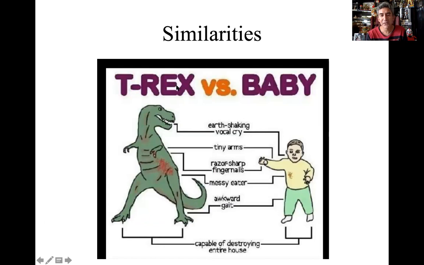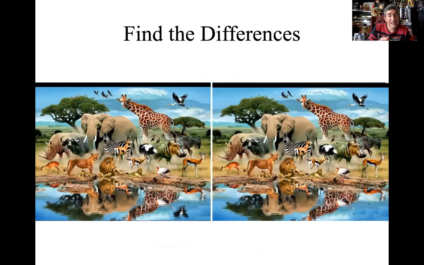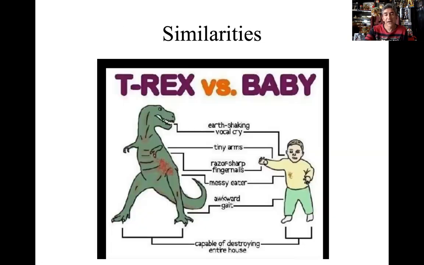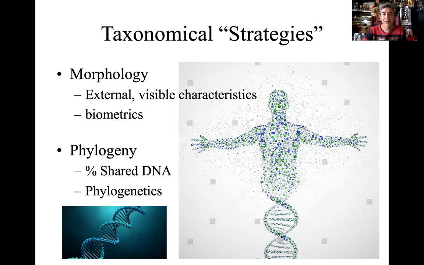So what is the similarity between a T-Rex and a baby? At first, we might not think very easily that there's many similarities, but they both have earth-shaking vocal cries, tiny arms, razor-sharp fingernails, messy eating. They have that awkward gait. So yeah, we're being a little bit facetious here, but we're going to have both skills this semester. You have to find differences in things that don't look very different, and we have to find similarities in things that are very, very different, right? Both of these skills will be important as we progress from morphology into our phylogenies.